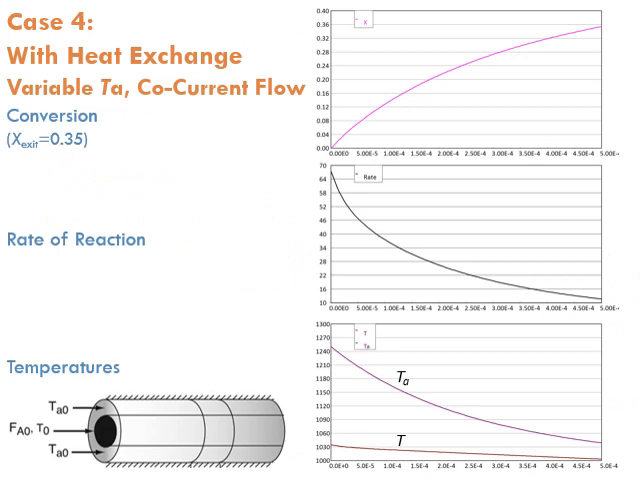So this is how the profiles will look like. Let's look at the conversion. The conversion reaches a maximum value of 35% at the exit, compared to the case where we had heat exchanger but TA was constant, which was around 56% conversion. So why is that? Why we have lower conversion? Obviously the reason is that we have lower rate of reaction compared to the previous case.